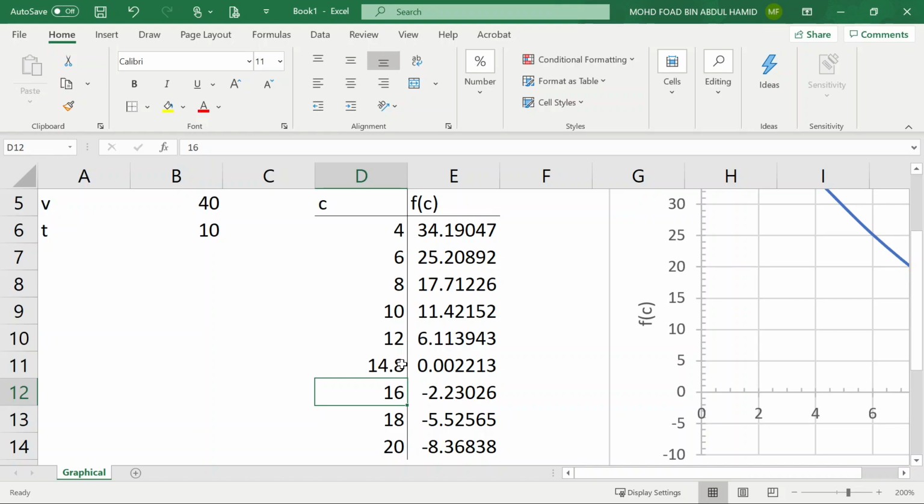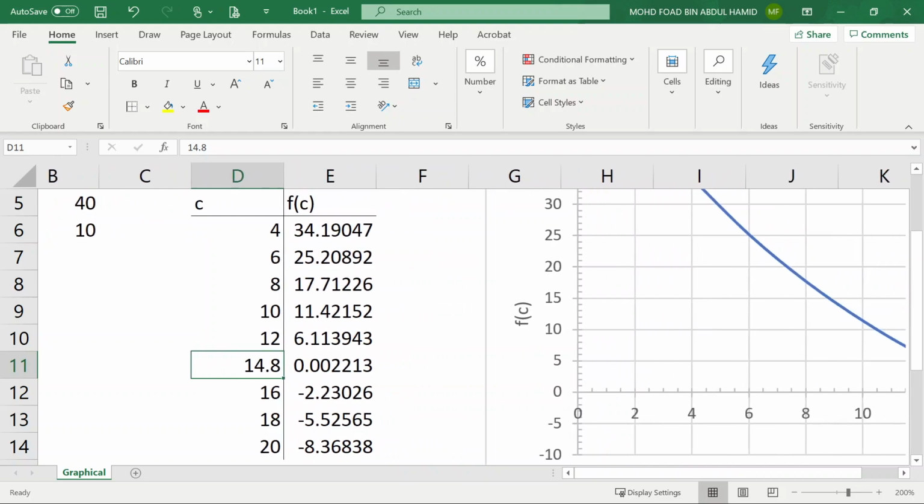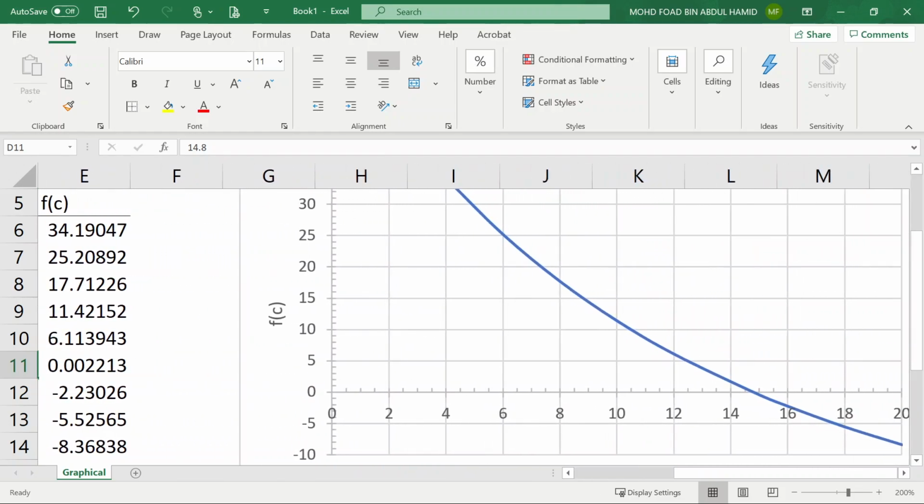So we cannot get this kind of accuracy if we are using the graphical method. We need to find a different method to get a better solution. The graphical method will basically help you with a rough estimate. In this case, we know it is somewhere between 14.5 and 15. As you can see just now, it is very close to 15, right?